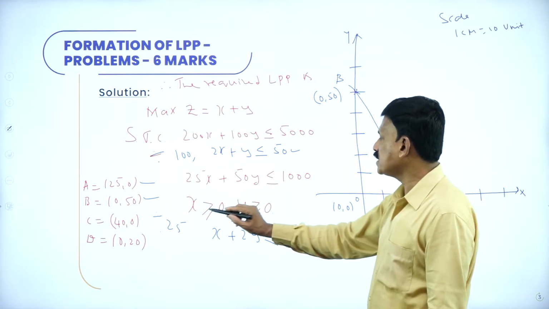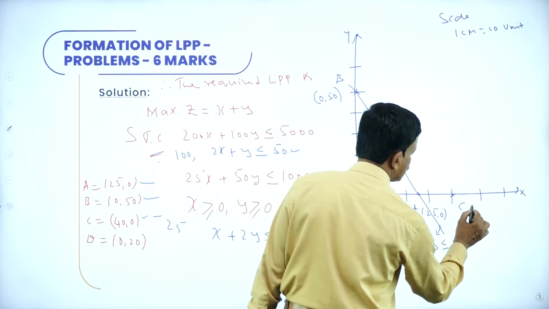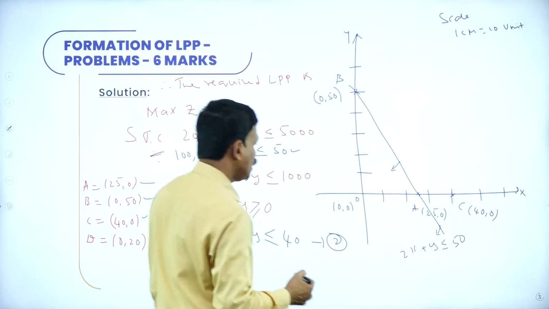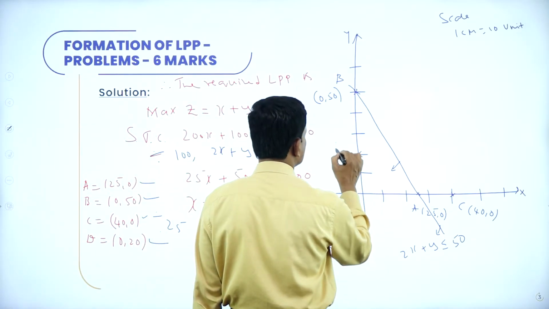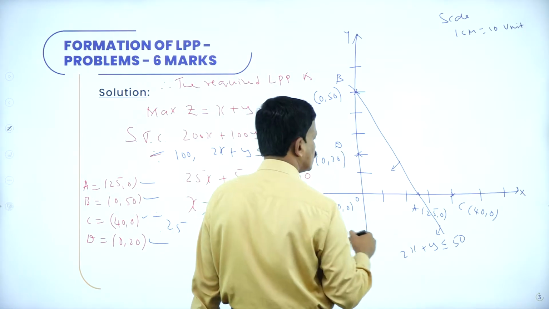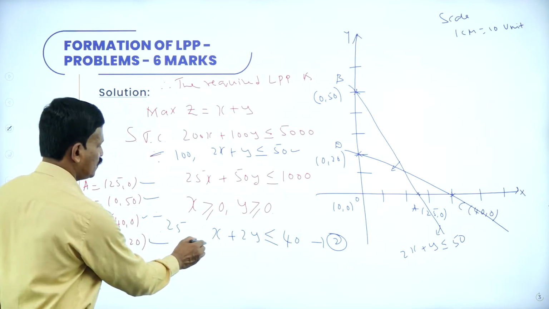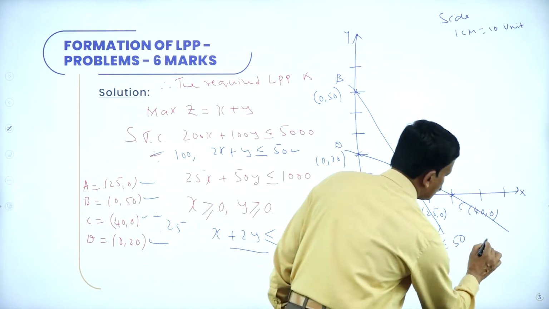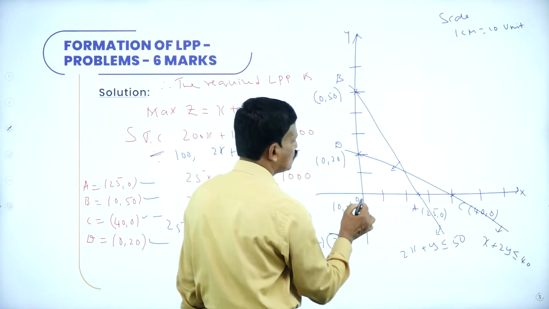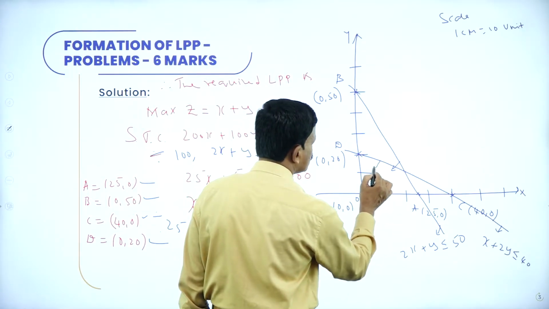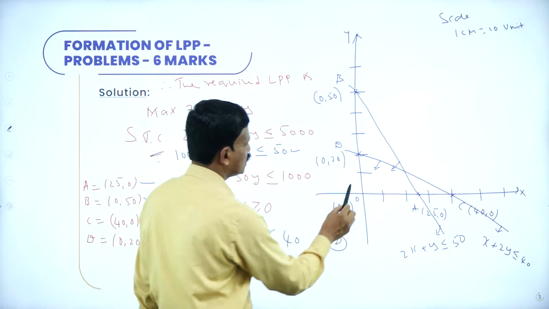Now for the second, what is C? C is 40 comma 0: x is 40, so 10, 20, 30, 40. This is C, 40 comma 0. And D is 0 comma 20. Draw the line which passes through these points. This line is x plus 2y less than or equal to 40, which again means the region goes in this direction. So this is the feasible region. I'll shade this.